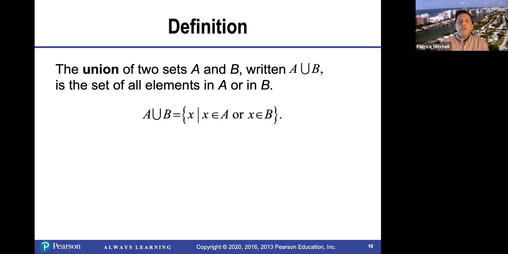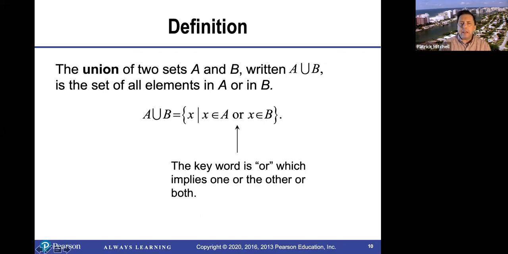So the definition of the union of two sets, union uses something that looks like a letter U. That is the set of all elements in set A or set B. And I think I mentioned this to you before in the logic section, I believe it was. Or in math almost always means and/or, one or the other or both. Okay, so A union B is the set of all X such that X is an element of A or X is an element of B. And again, or means one or the other or both.